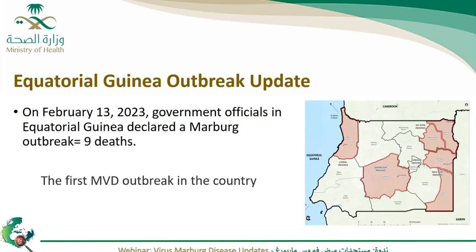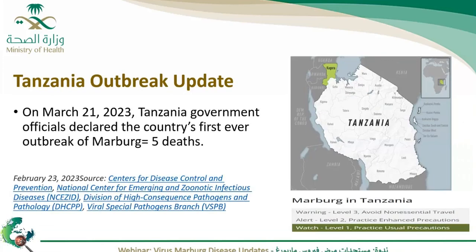On February 13, 2023, government officials in Equatorial Guinea declared a Marburg outbreak, with about 9 deaths. It was the first Marburg virus disease outbreak in that country. After that, in Tanzania, on March 21st, 2023, Tanzanian government officials declared the country's first ever outbreak of Marburg, which led to 5 deaths. And inshallah, my colleague Yahya will explore further information regarding this outbreak.